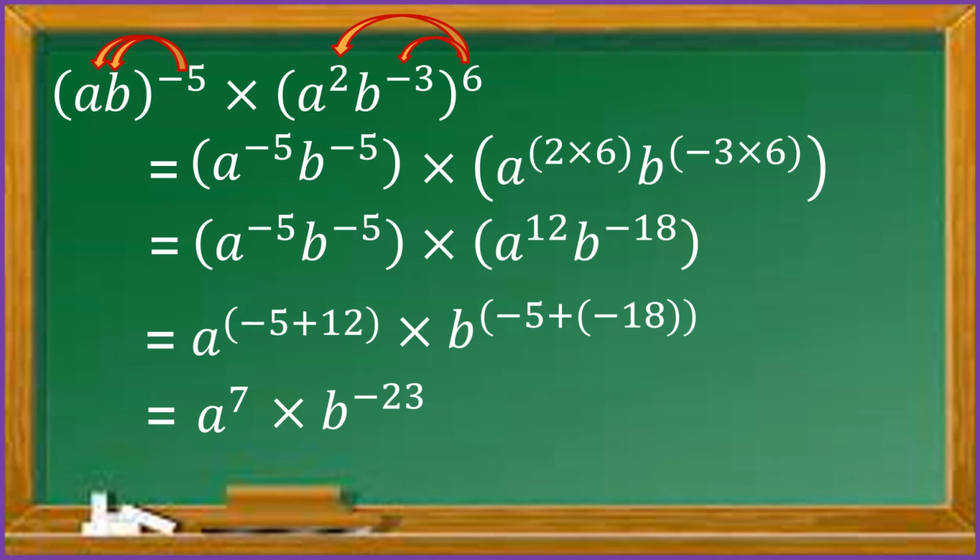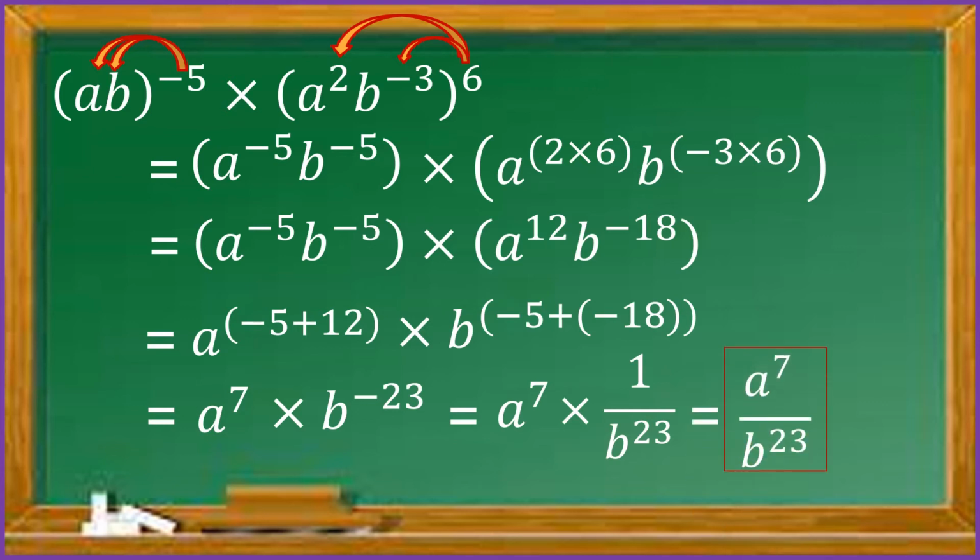Since B has a negative exponent, we will be applying the negative exponent. So we will be having A to the power of 7 and getting the reciprocal of B, which is 1 over B. Then the negative 23 will become positive 23. And then applying multiplication of fractions, so numerator times numerator, denominator times the denominator, we will be having A to the power of 7 over B to the power of 23.